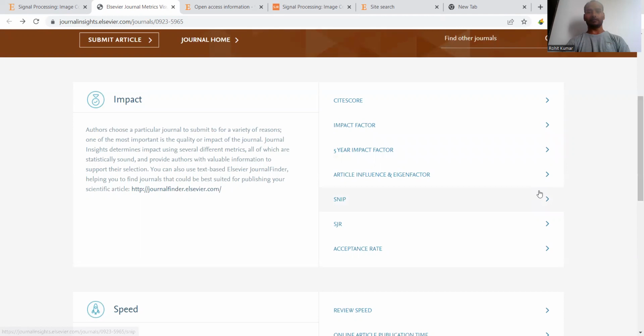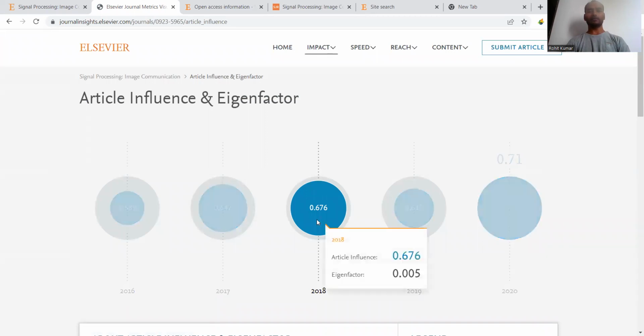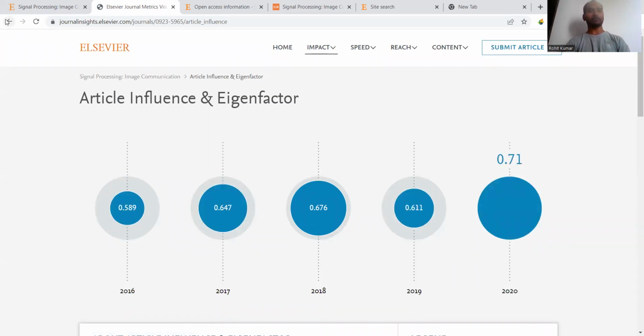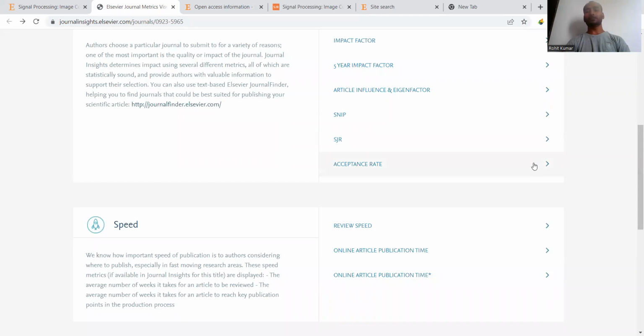Then article influence and eigenvalue. There are so many different kinds of factors, and then again you can look down into them. But my general suggestion is that if you focus on impact factor, it's good enough. First thing, focus on whether the journal is SCI or not. Second, check its CQ ranking, and third is impact factor. That's it. Acceptance rate is a good thing.